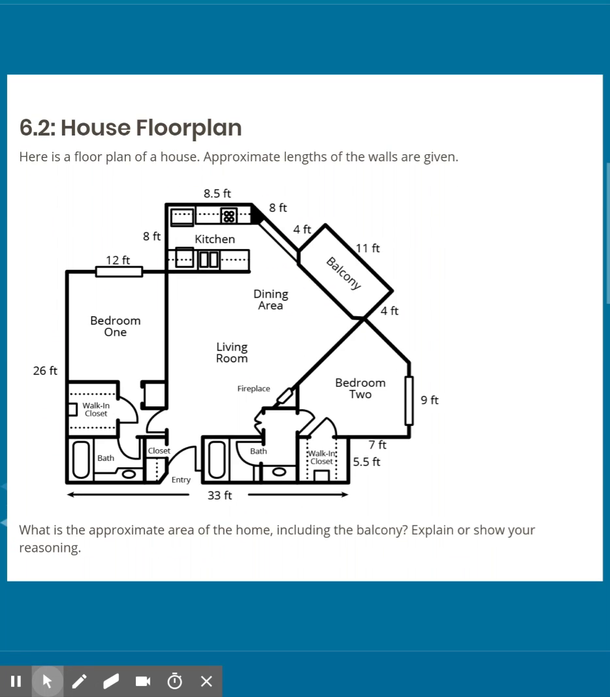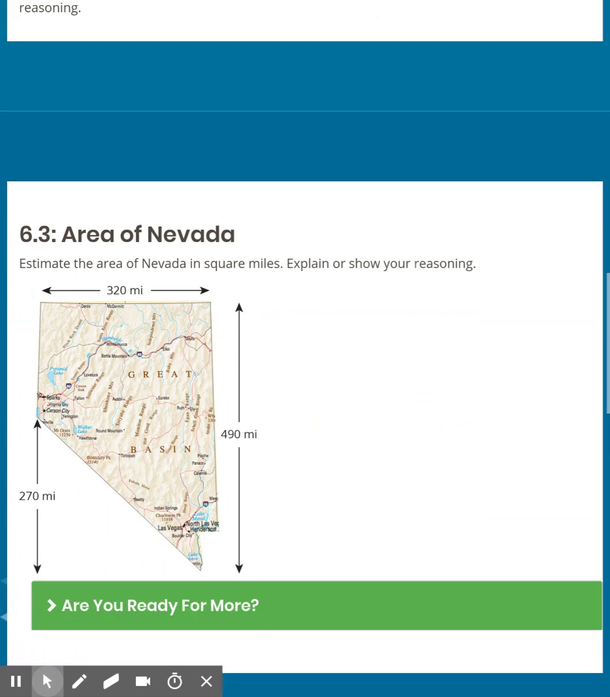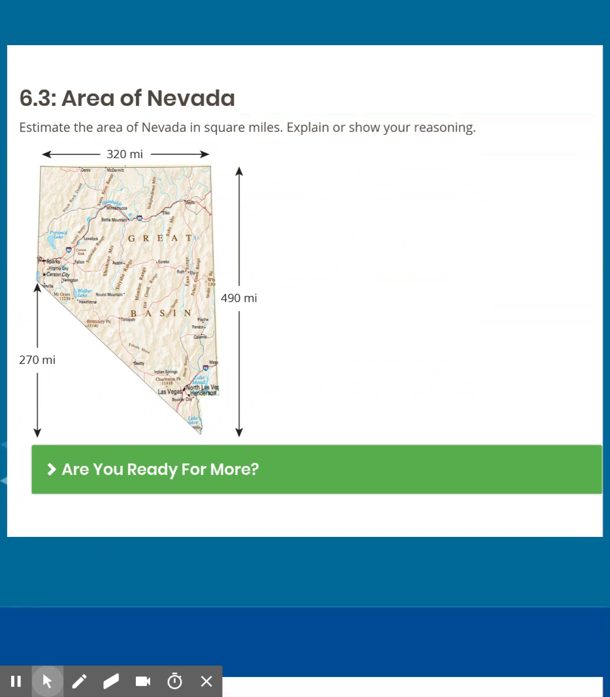So in this floor plan of a house, they're going to be doing exactly that. They're going to figure out the approximate area of the home, including the balcony. They could do it by overcompensating and finding the big rectangle and taking pieces out, or they could decompose it into smaller pieces and add those together. Then they're going to do the same kind of thing with the area of Nevada.